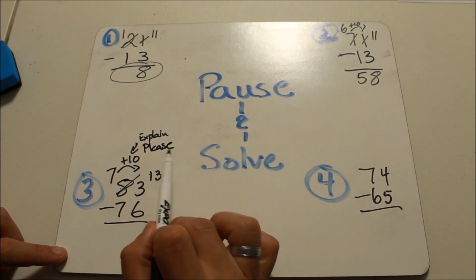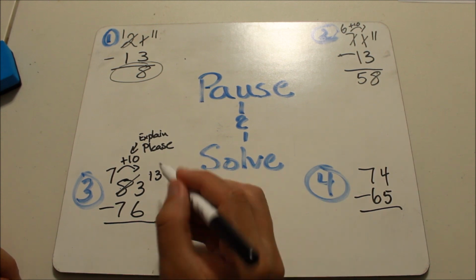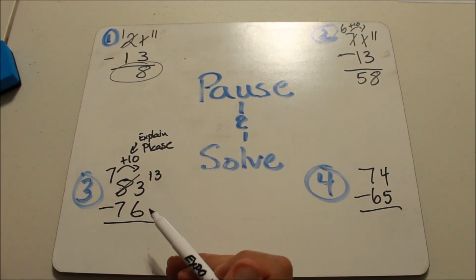And I know some of you are going, explain, please. I will in a moment. So let's go and finish this problem. 13 minus 6. Well, 2 ways to solve it.